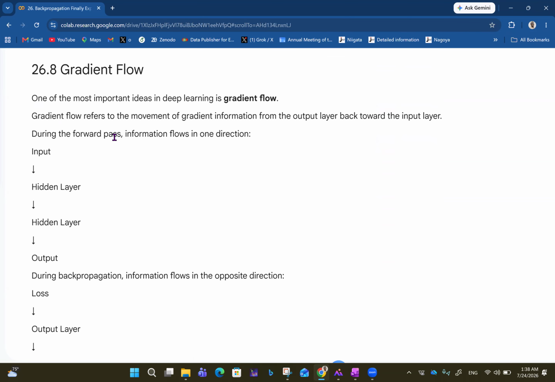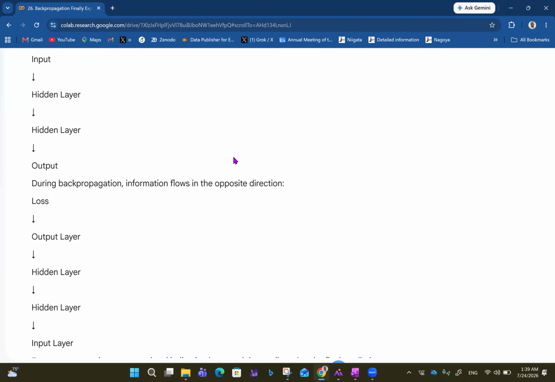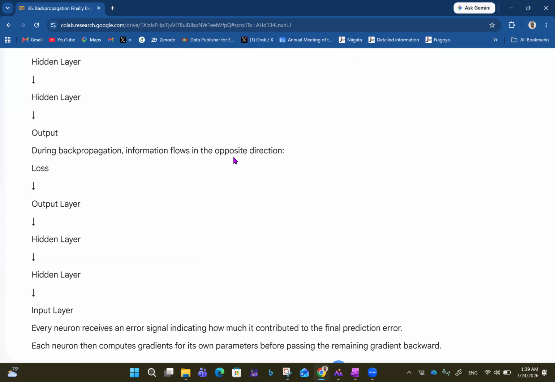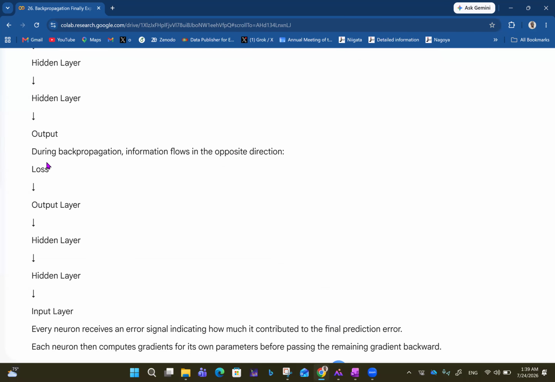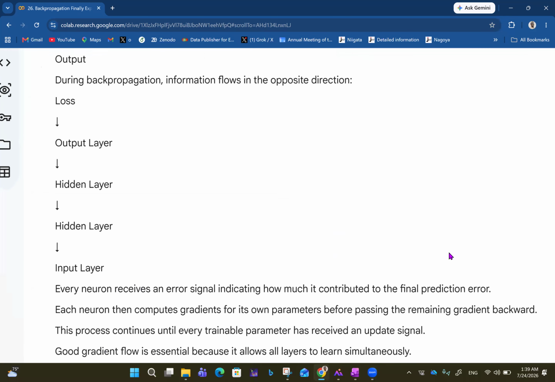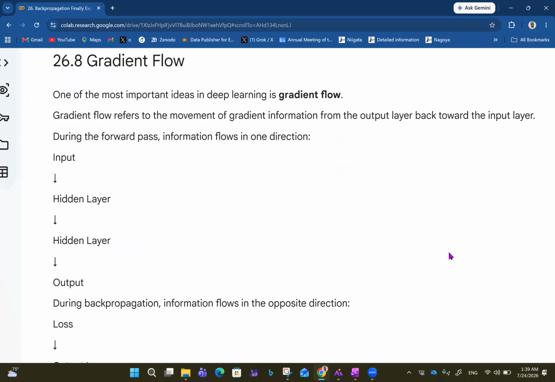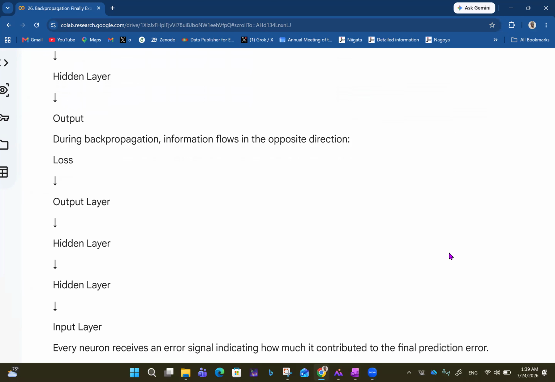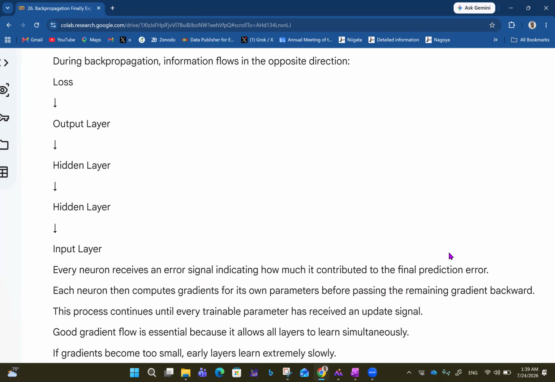During the forward pass, information flows in one direction: input layer to hidden layer to hidden layer, or however many hidden layers you have, up to the outputs. But during backward propagation, the information flows in the opposite direction, from right to left. So it is left to right for forward propagation, right to left for backward propagation. Forward propagation leads to prediction. Backward propagation leads to learning, fine-tuning of parameters for better predictions.